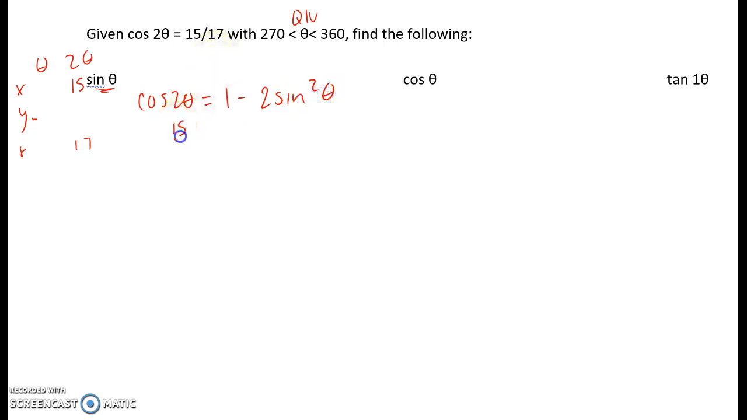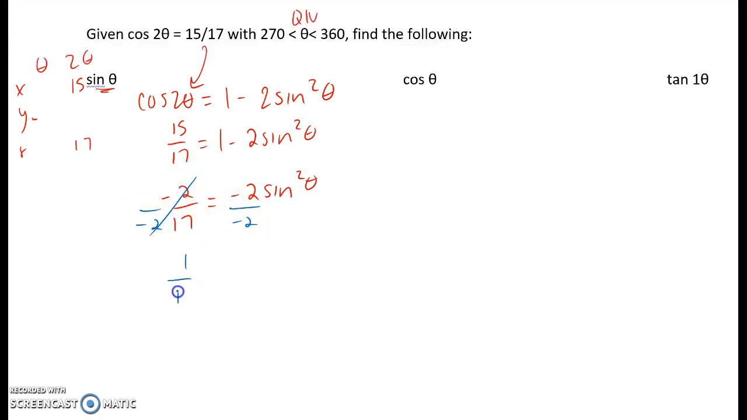All right, so we plug in the value that we are given right here. And then this is where we get to have a little algebra party. We subtract 1, which is the same as subtracting 17 over 17, giving me negative 2 over 17 equals negative 2 sine squared theta. Now I need to divide both sides by negative 2. That gives me 1 over 17 equals sine squared theta. And now I square root both sides.